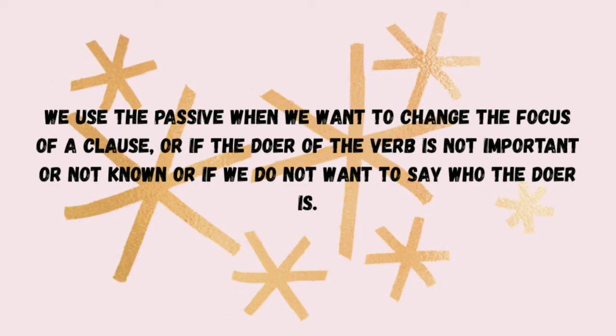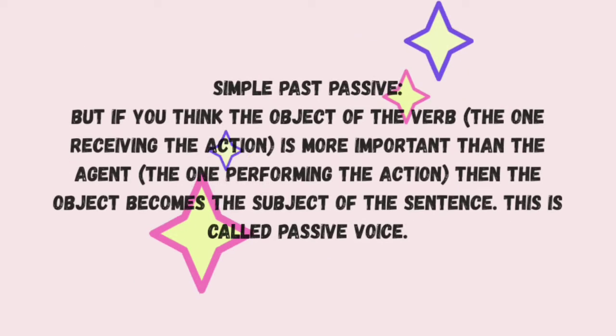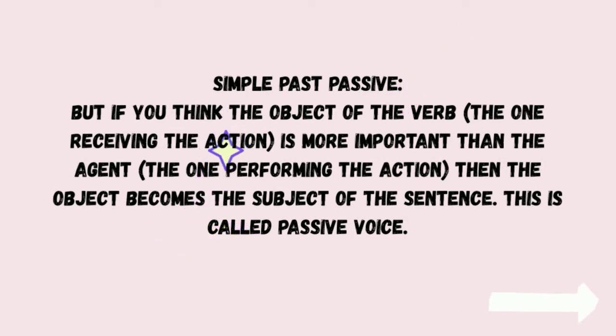We use the passive when we want to change the focus of a clause, or if the doer of the verb is not important or not known, or if we don't want to say who the doer is. Simple past passive.